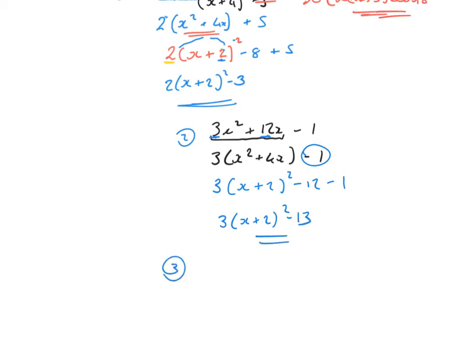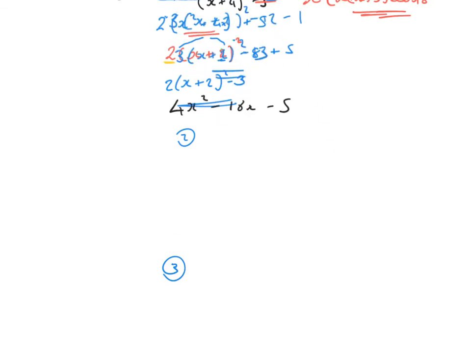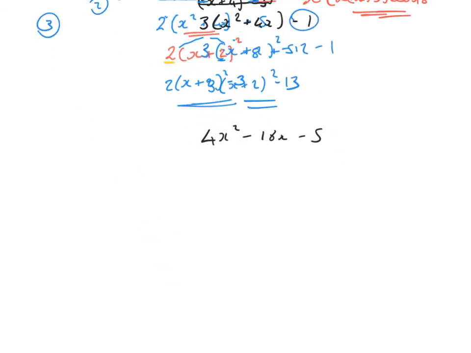Let's take down example 3. Example 3, we've got 4x squared minus 16x minus 5. Okay, so first move, take out the numerical common factor of 4. 4 times what gives me 4x squared, x squared. 4 times what gives me 16x, that's 4x, close the bracket, minus 5.